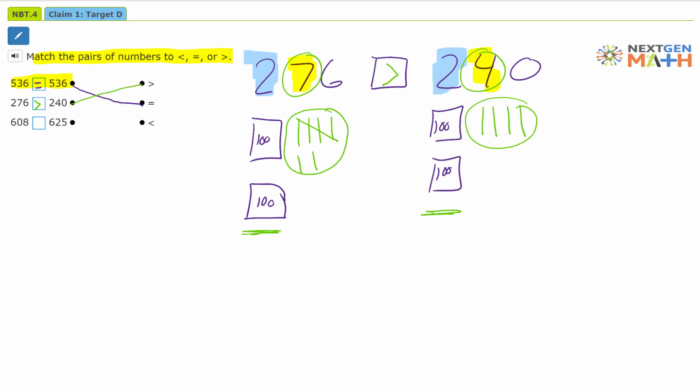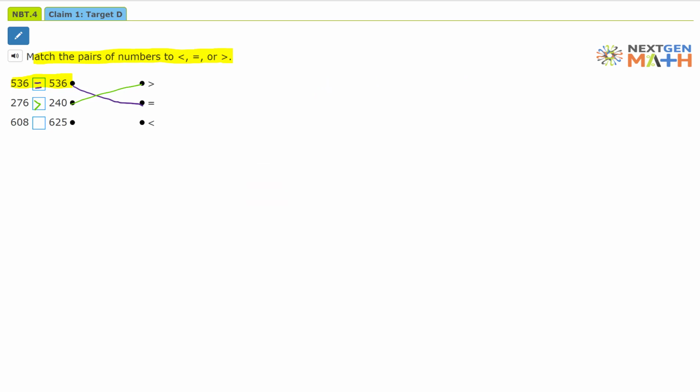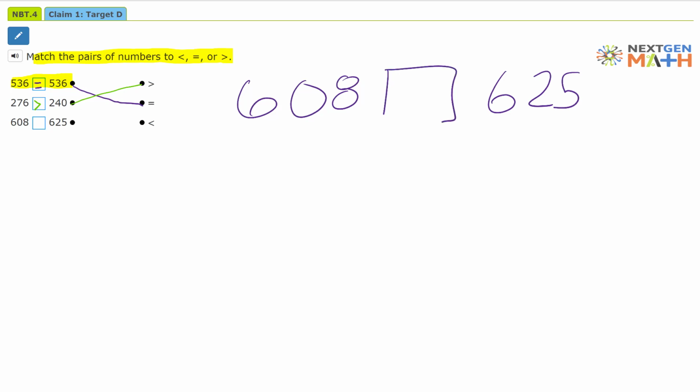So what that means is 608 and 625 are our next two numbers to compare. So let's compare 608 and 625. Let's first focus on the hundreds, and we notice that the sixes are the same. They are the same. So this time we're just going to go ahead and focus on the tens. Look at the tens. There's 0 tens there and 2 tens there.